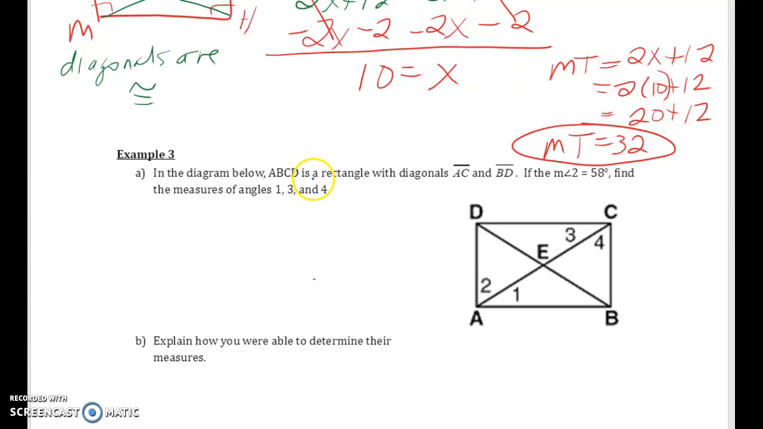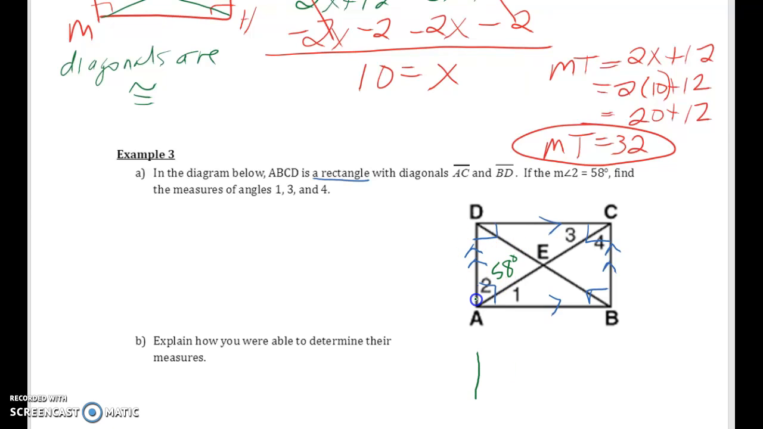Okay, so this is a rectangle, which means that all the angles are 90 degrees in total. And we know that opposite sides are parallel because a rectangle is a parallelogram. So we know this, and we also know this. They give us that angle 2 is 58 degrees.